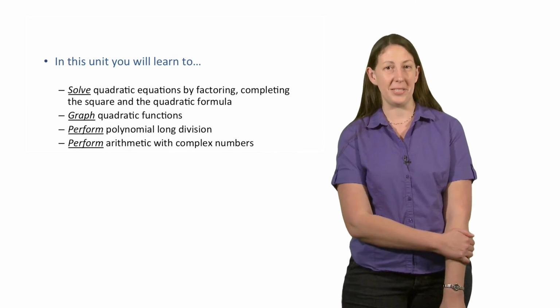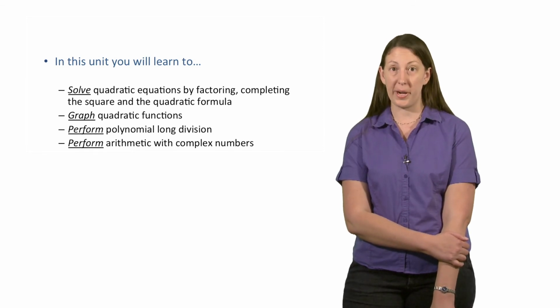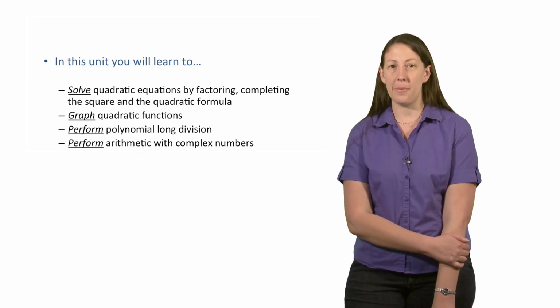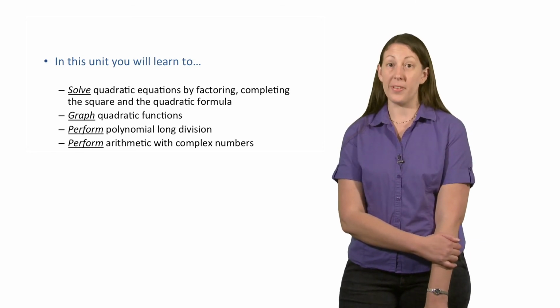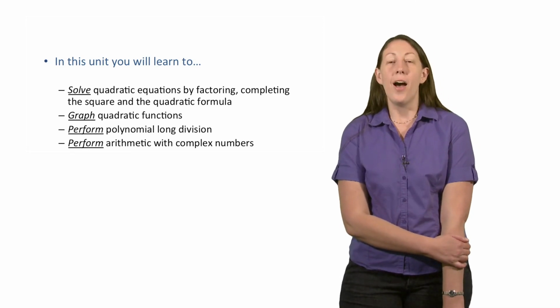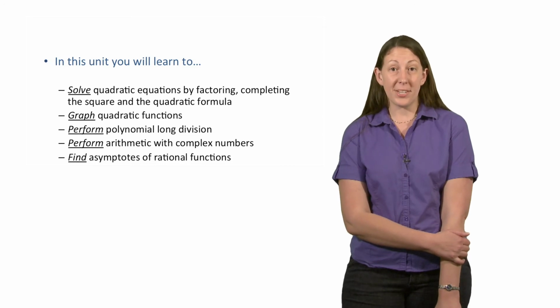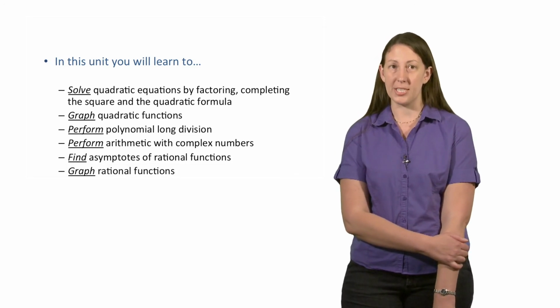Another thing we'll be learning to do is performing arithmetic with complex numbers. Complex numbers are things involving i, or the square root of -1. That's called an imaginary number. So we'll be dealing with how to do arithmetic, add, subtract, multiply, and divide, numbers involving those complex numbers, namely square root of -1s. We'll also learn how to work with some rational functions. We'll be able to find their asymptotes and graph rational functions.